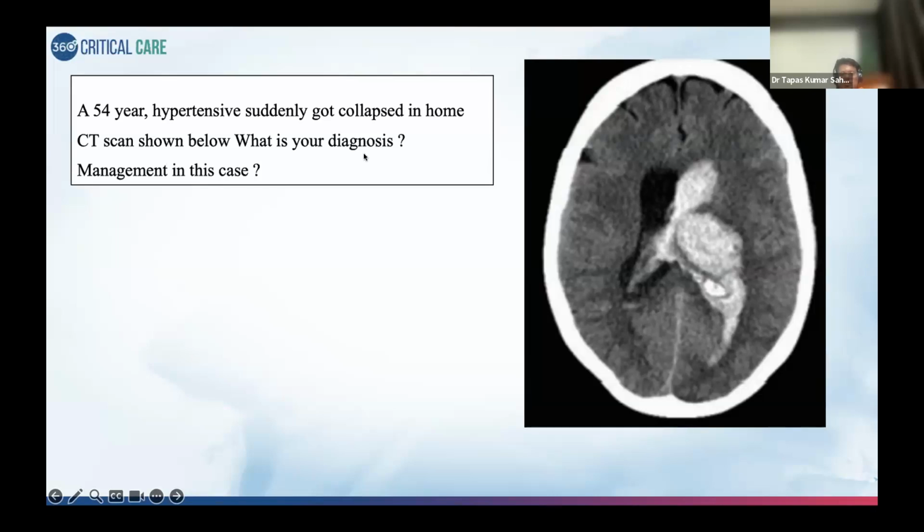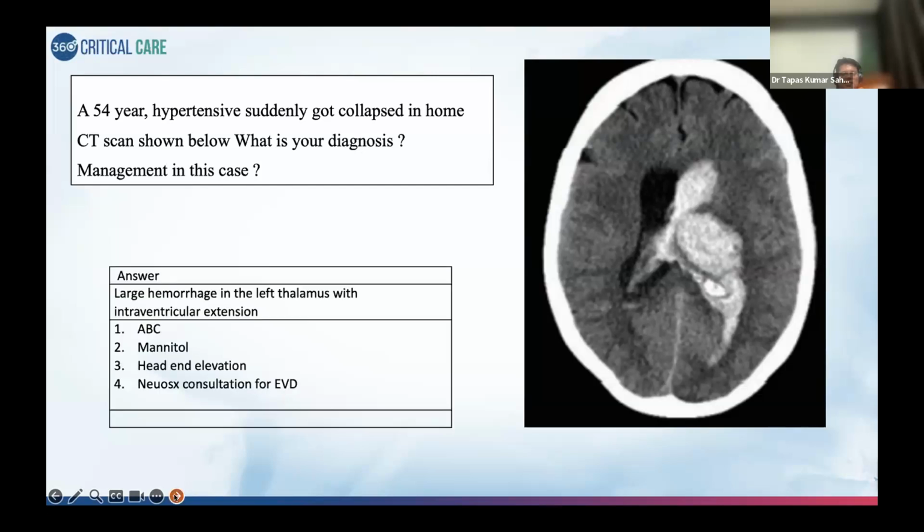Where is the EVD? Okay. Large hemorrhage in the left thalamus with intraventricular extension. I will take care of the ABC, mannitol, head end elevation, neurosurgery consultation for EVD.